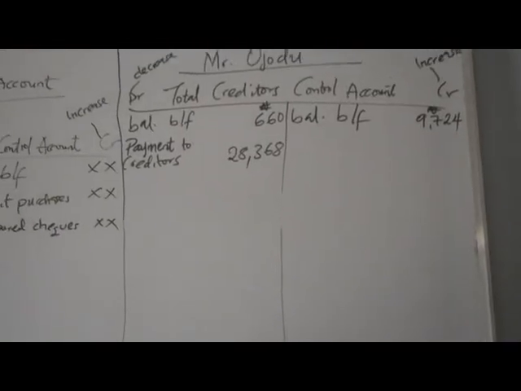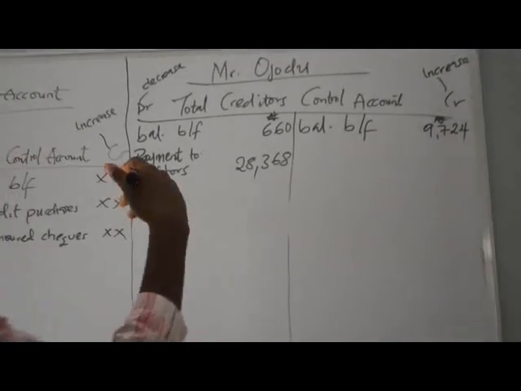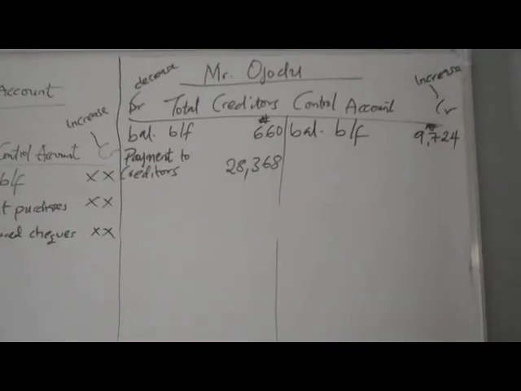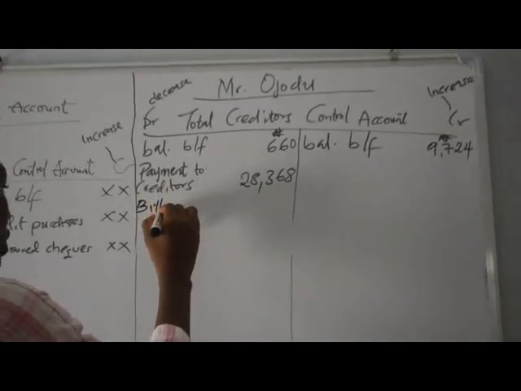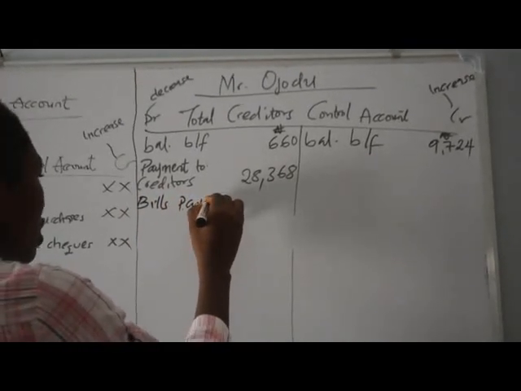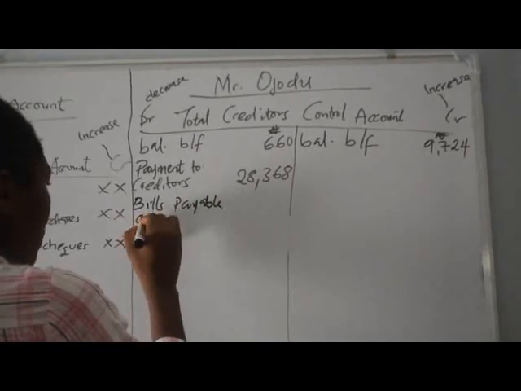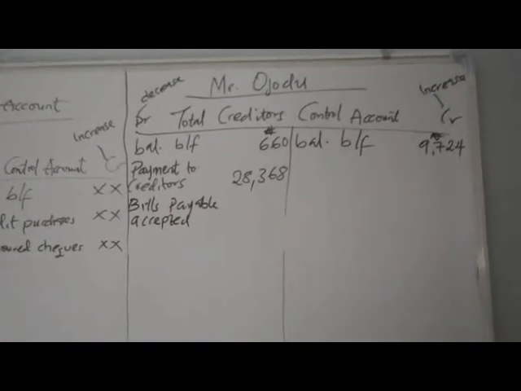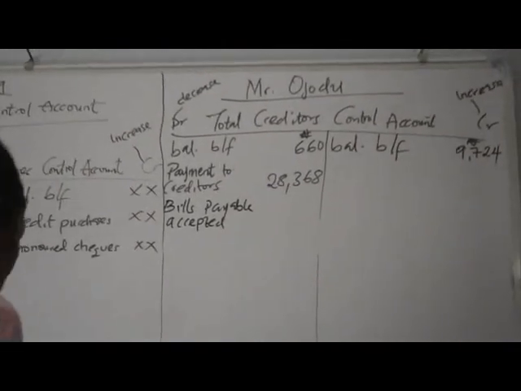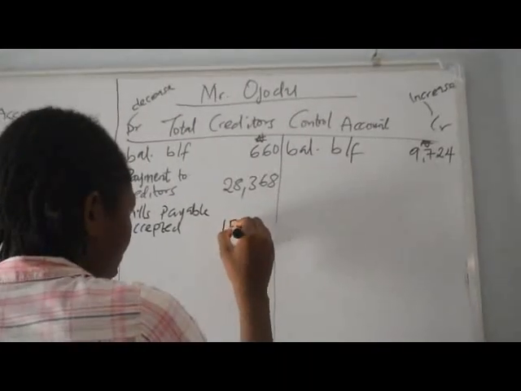Alright, so we have our bills payable accepted, and that will also be reducing the amount we are owing to our creditors. So we'll be debiting that. We have bills payable accepted. Alright, and that was 15,129 naira.